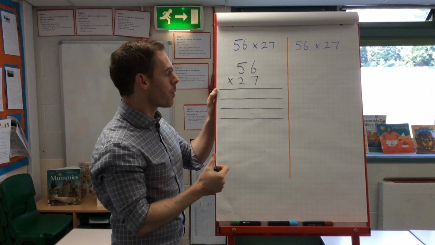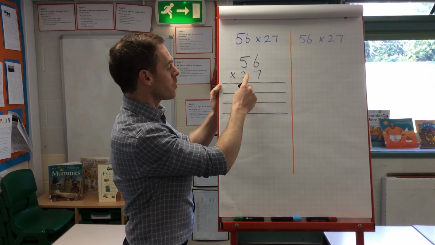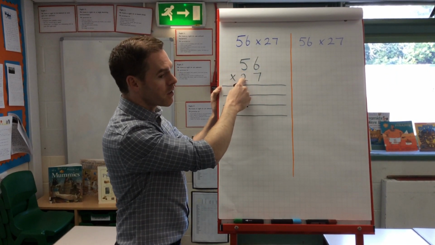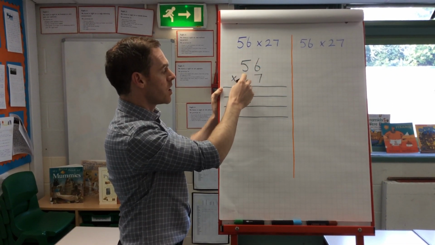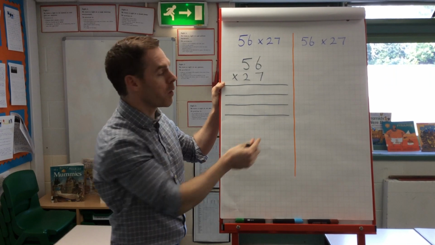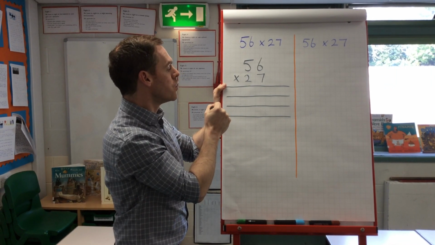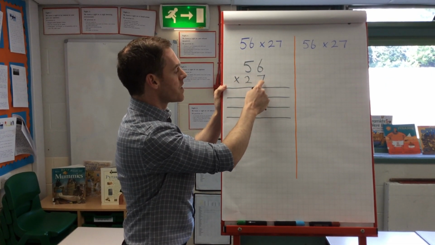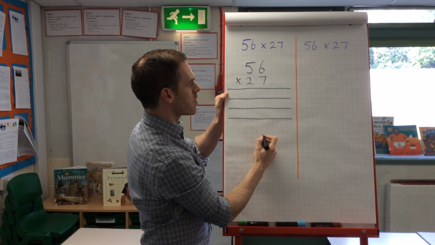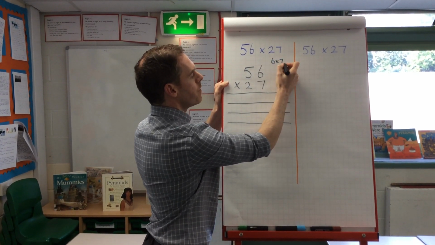So when I'm multiplying, I always start multiplying by my ones column, so I've got to do 56 groups of 7 and 56 groups of 20, or it could be 7 groups of 56 and 20 groups of 56. Doesn't matter which way round. We're going to go top down. We've talked about why before, because when we do our lists, it's going to be easier. So first of all, I am going to do 6 groups of 7, and I'm going to write that out up here. So 6 multiplied by 7.